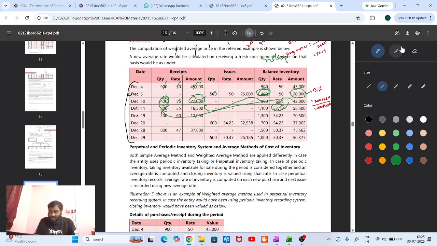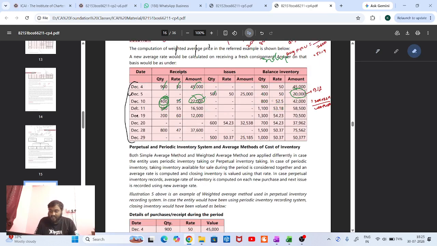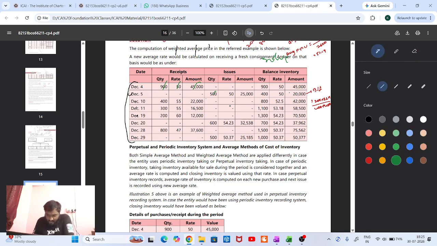Again, if you want, you can just rewind, but I will repeat again. We have purchased. Let's get to here. What are we doing? We are calculating this purchase price. This is the balance that is lying with us, 58,500, plus this purchase we have made, divided by 1100 plus 200 stock we have purchased.